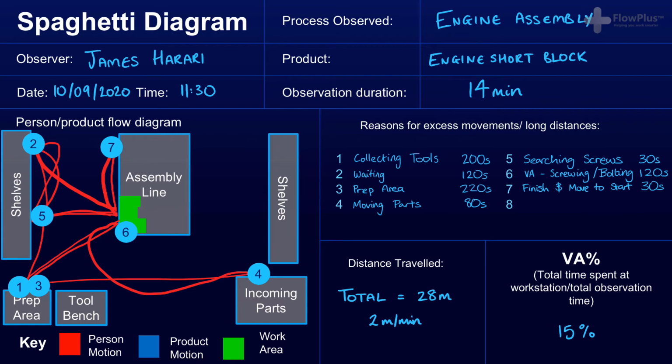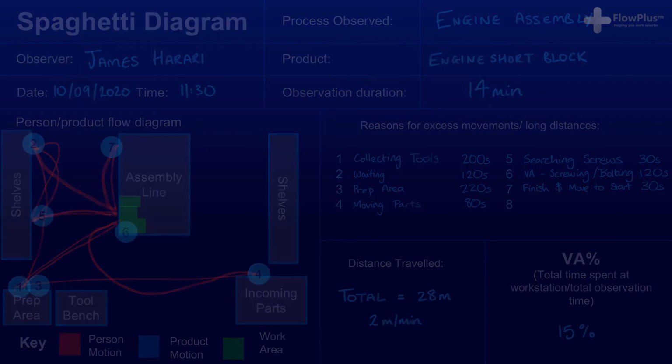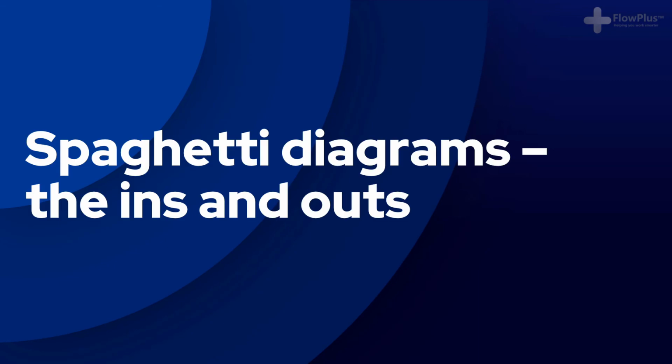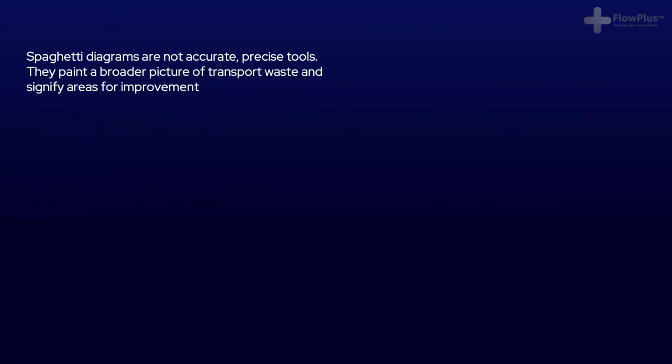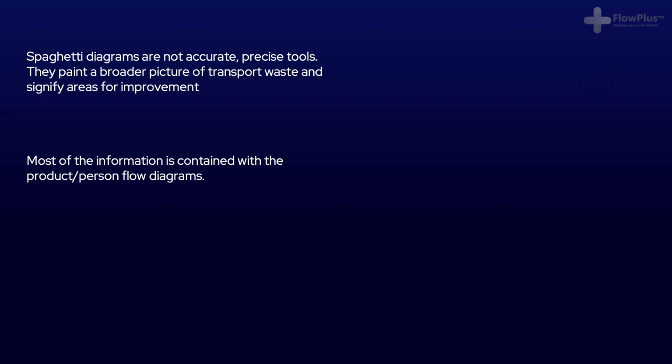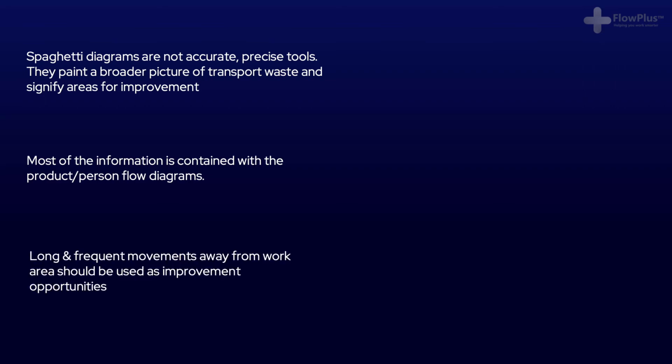Now that we have covered spaghetti diagrams and ran through an example, I'll now discuss some tips and things to watch out for when practically applying this tool. Firstly, spaghetti diagrams are not intended to be highly accurate, precise tools. They help visualise the wastes of motion and transport and identify the occasions where operators are spending a lot of time away from their work areas.